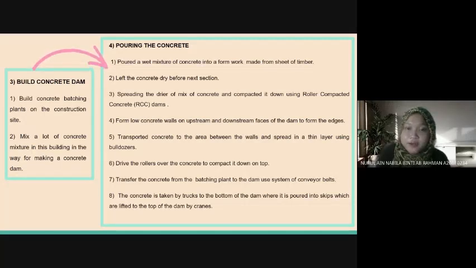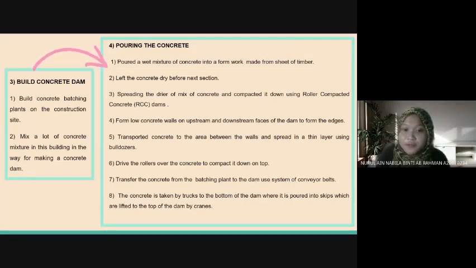Spread a drier mix of concrete and compact it down using a roller compactor for roller-compacted concrete dams. Form low concrete walls on the upstream and downstream faces of the dam to form the edges. Transport concrete to the area between the walls and spread it in a thin layer using a bulldozer. Drive the rollers over the concrete to compact it down.